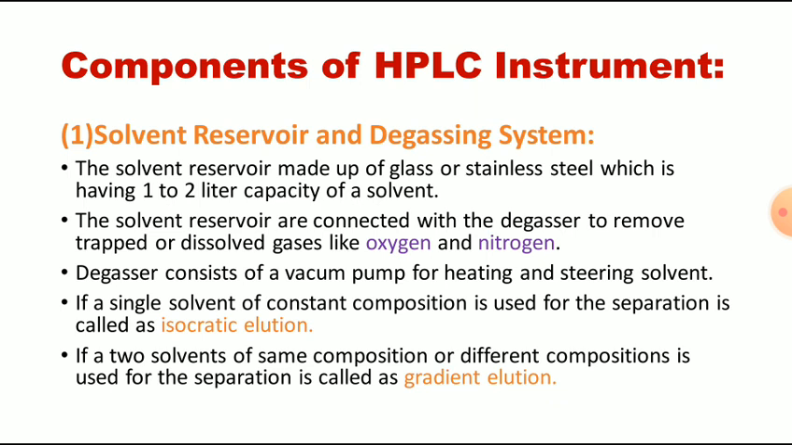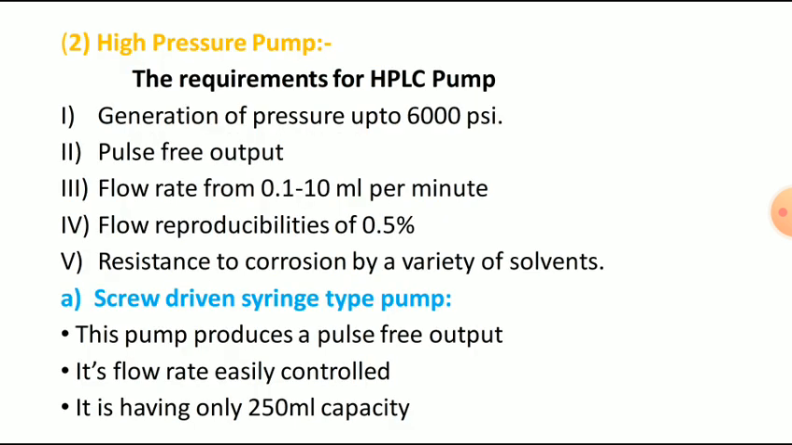Okay, the second component is the high pressure pump. This is the main component in an HPLC instrument. The requirements for an HPLC pump: first requirement, generation of pressure up to 6000 psi. That means the pump should be able to give pressure up to 6000 psi. Second, pulse free output. That means there should be a continuous flow of the mobile phase.